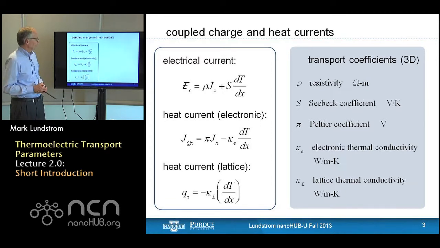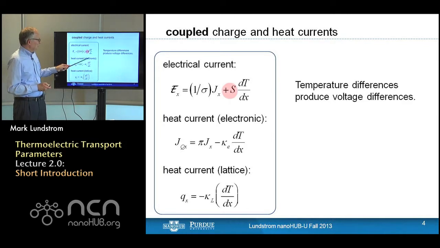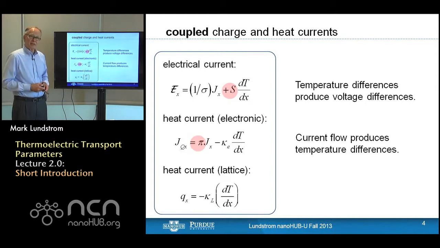Our goal is to relate these parameters to the underlying physical properties of the material and learn how to optimize their performance for applications. Now I'll point out that these equations are coupled. There's an equation for the electric field that also depends on the temperature gradient. And there's an equation for the heat flow, which depends as expected on the temperature gradient, but also on the electric field. So we call these the coupled current equations. And then there's another equation for the lattice.